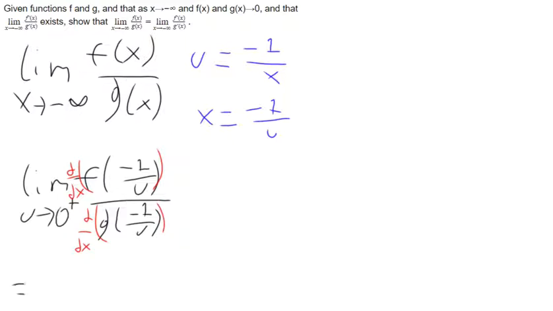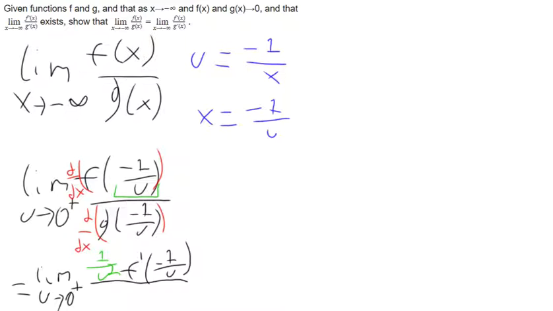So let's see what we get here. This is the limit as u goes to 0 from the right. The derivative of f of negative 1 over u is going to give us f prime of negative 1 over u, but multiplying by the derivative of the inside function for the chain rule, we'll multiply by 1 over u squared. And on the bottom, we will have g prime of negative 1 over u times 1 over u squared. And as before, these cancel out.